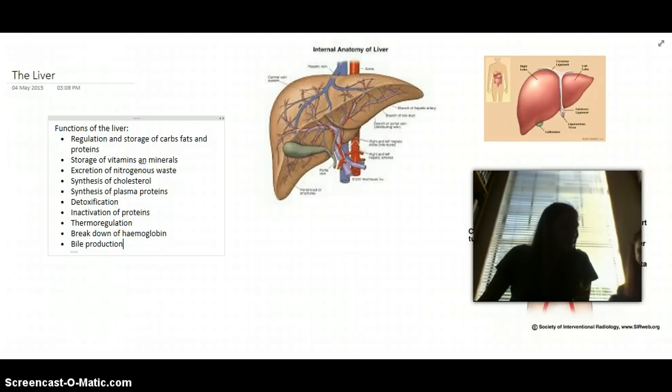Okay, so lipids and carbs can be stored in the liver, and it's called glycogenesis. So upon stimulation from insulin that was released from the pancreas, the hepatocytes absorb glucose from the blood and store it as glycogen.